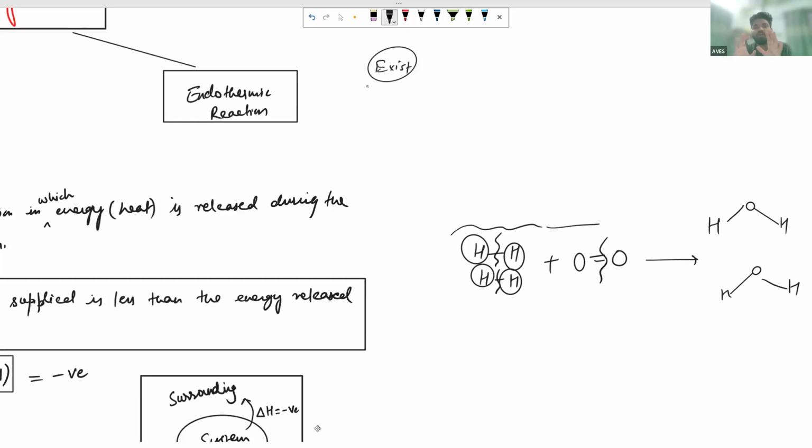Are you getting my point? When there are two hydrogen atoms, you have to separate them. You have to pay some energy. So this is an endothermic process, that you are breaking the bond. This is an endothermic process.